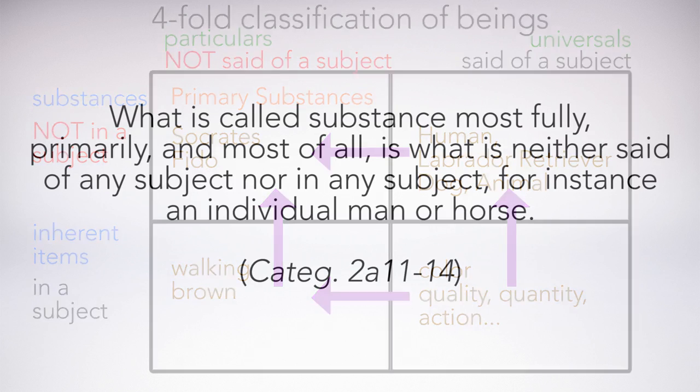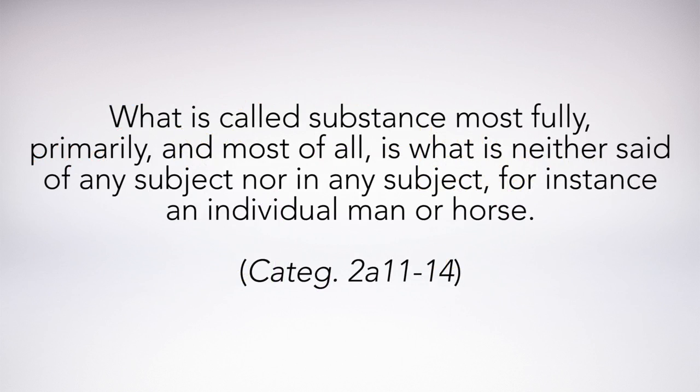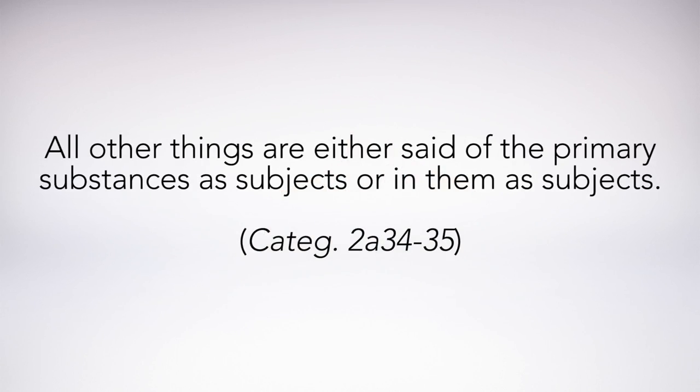He concludes in Chapter 5, what is called substance most fully, primarily, and most of all, is what is neither said of any subject nor in any subject. For instance, an individual man or horse. And all other things are either said of the primary substances as subjects or in them as subjects. As subjects for all other things, primary substances are the most important or fundamental kind of being. In fact, that's pretty much what the word translated substance means. In Greek, it is ousia, which is an abstract noun formed from the participle of the verb to be. A more literal translation would be beingness, and a perfectly good rendering would be reality, where reality stands for genuine or first class, as opposed to derivative, parasitic, or second-grade being.